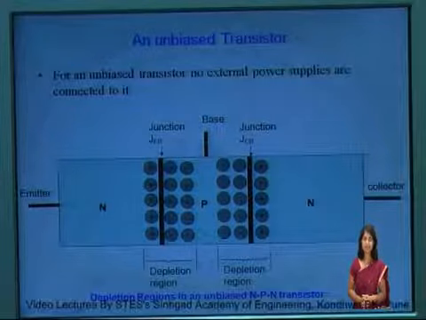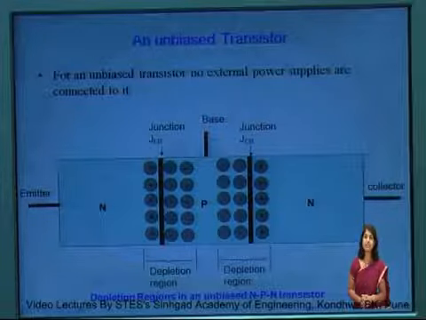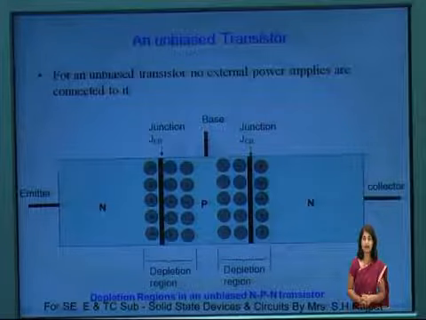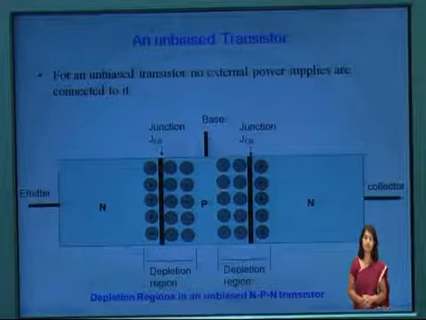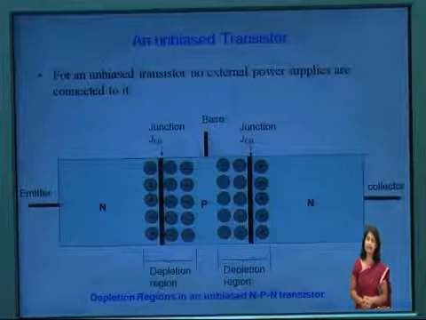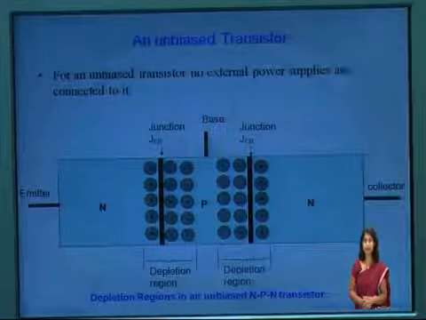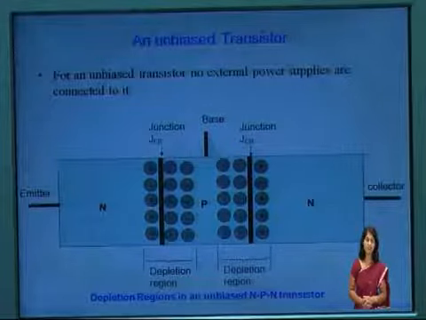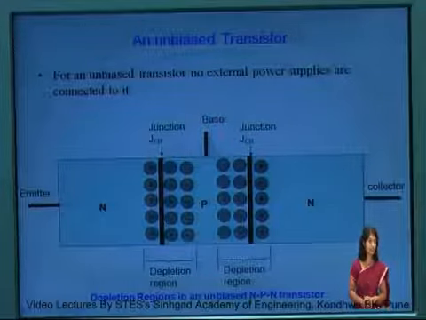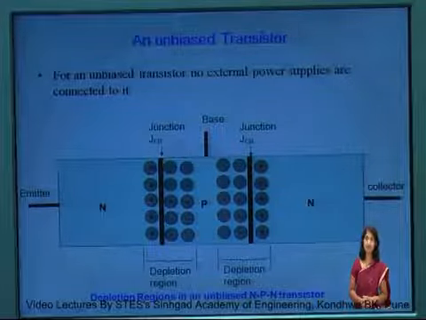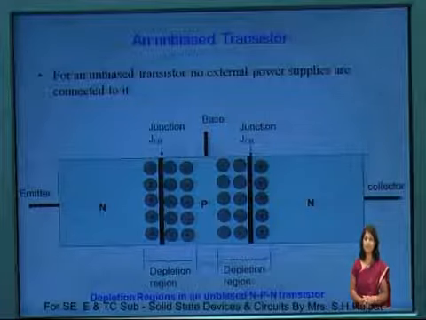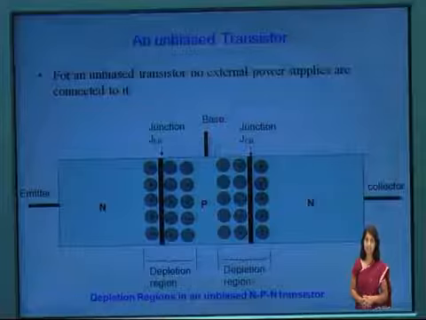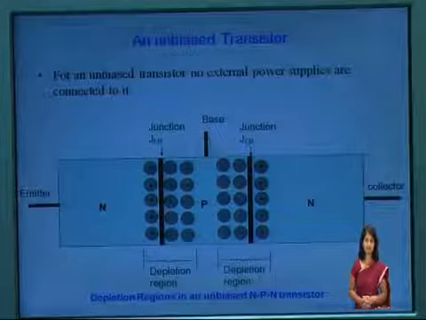The second concept is the unbiased transistor and biased transistor concept. In an unbiased transistor, when no external DC is applied, there will not be any current flowing through the transistor. In the figure, the NPN doping consists of N-type semiconductor connected to the emitter side, P-type semiconductor connected to the base side, and N-type semiconductor connected to the collector side. Here only the depletion region can be formed, but current flow is not possible.